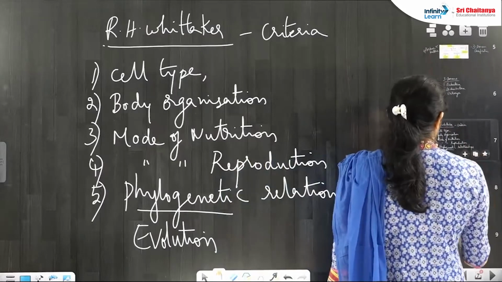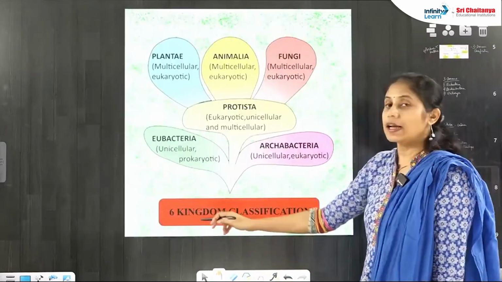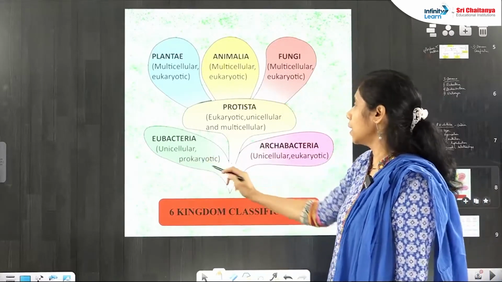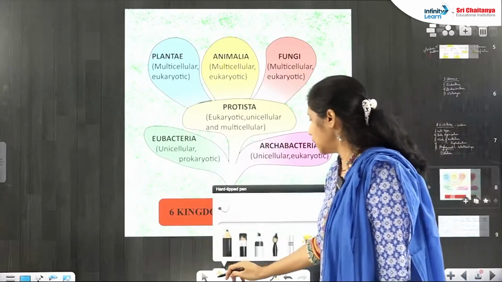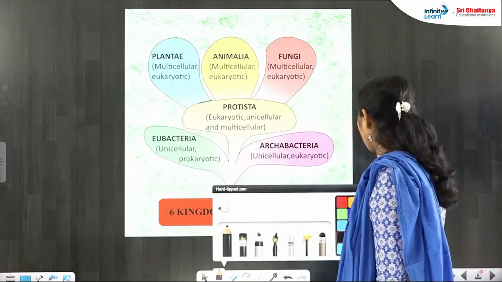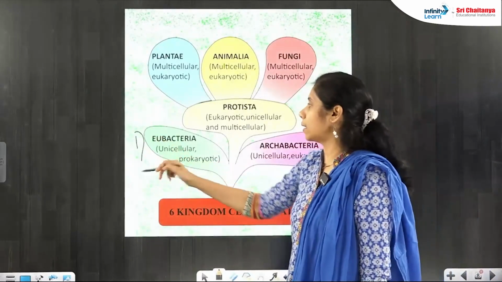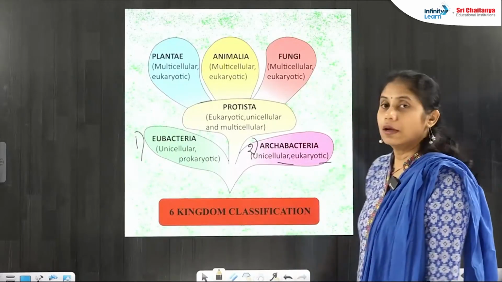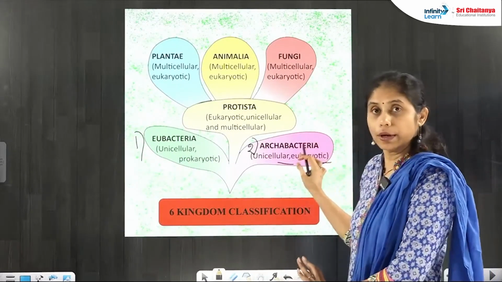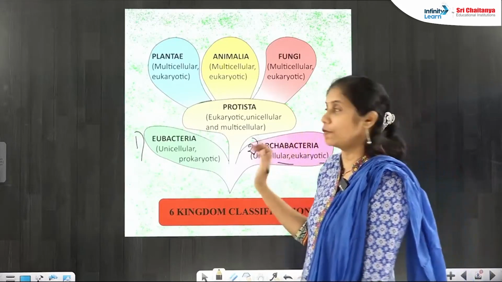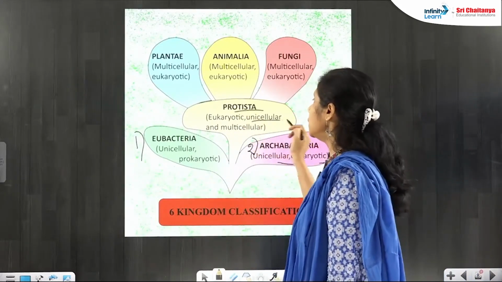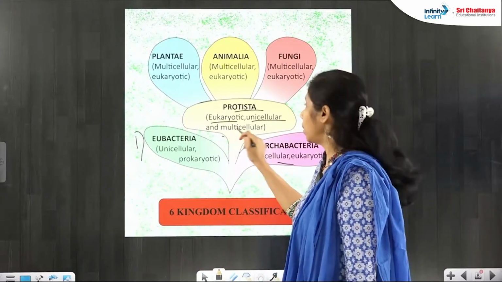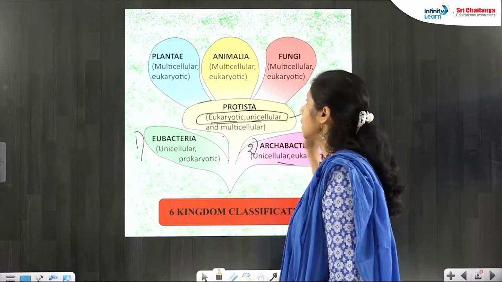All of you can see here the six kingdom classification, where the first ones are eubacteria, unicellular prokaryotes, and the second, archaebacteria. Here it is given as unicellular eukaryotic, but it is not eukaryotic, it is prokaryotic only. They got some features of eukaryotes. Then Protista, unicellular eukaryotes. They can be multicellular, but mainly they are eukaryotic unicellular.